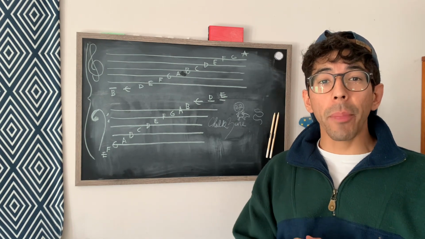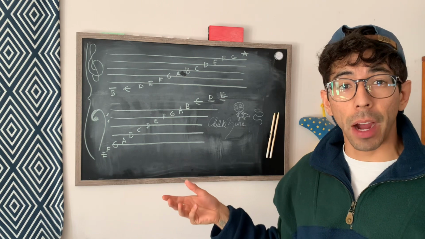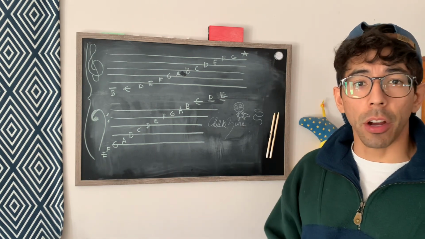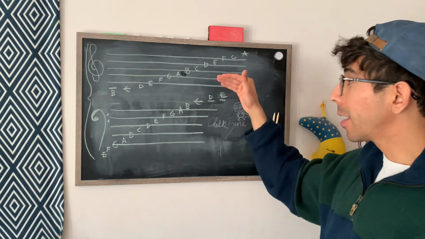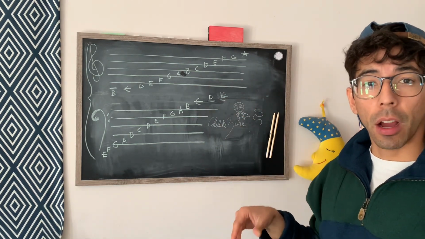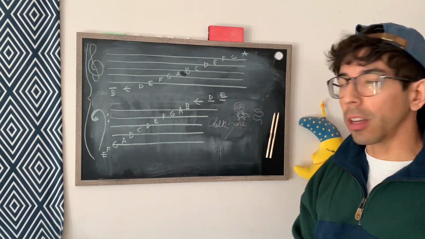Okay, so the last 2 episodes we talked about the notes on the treble clef and the bass clef and how to identify them using certain acronyms and also the spaces in between the lines. Today we're going to put them together and we're going to fill in the gaps because obviously it's not all the notes on the keyboard, but it's some of them.